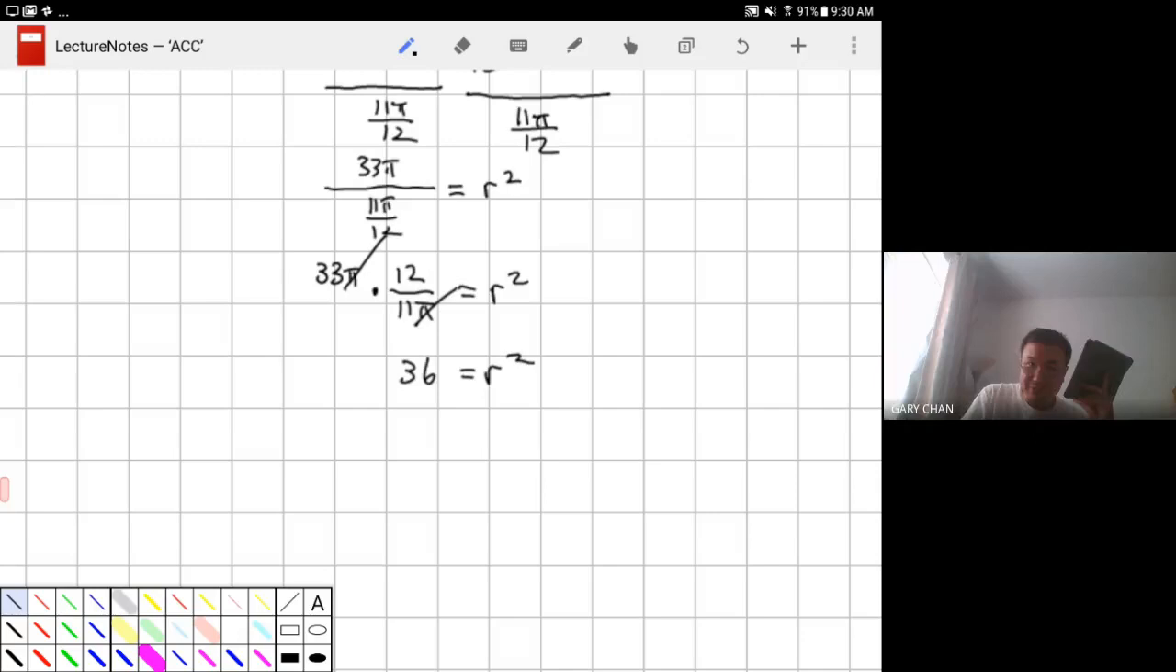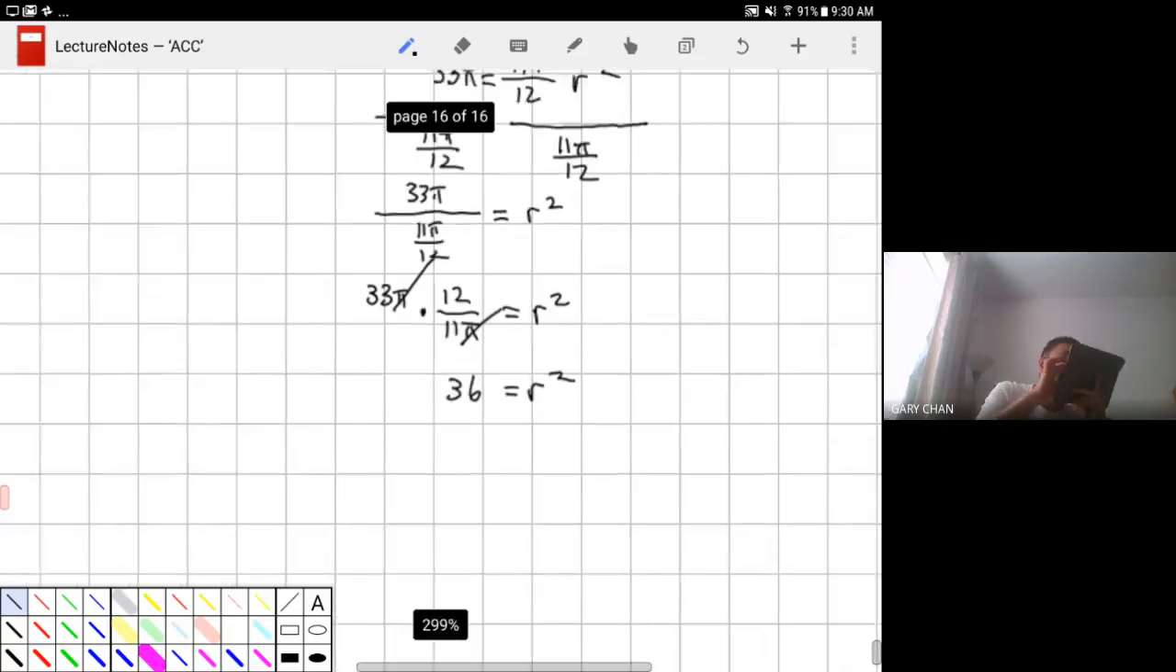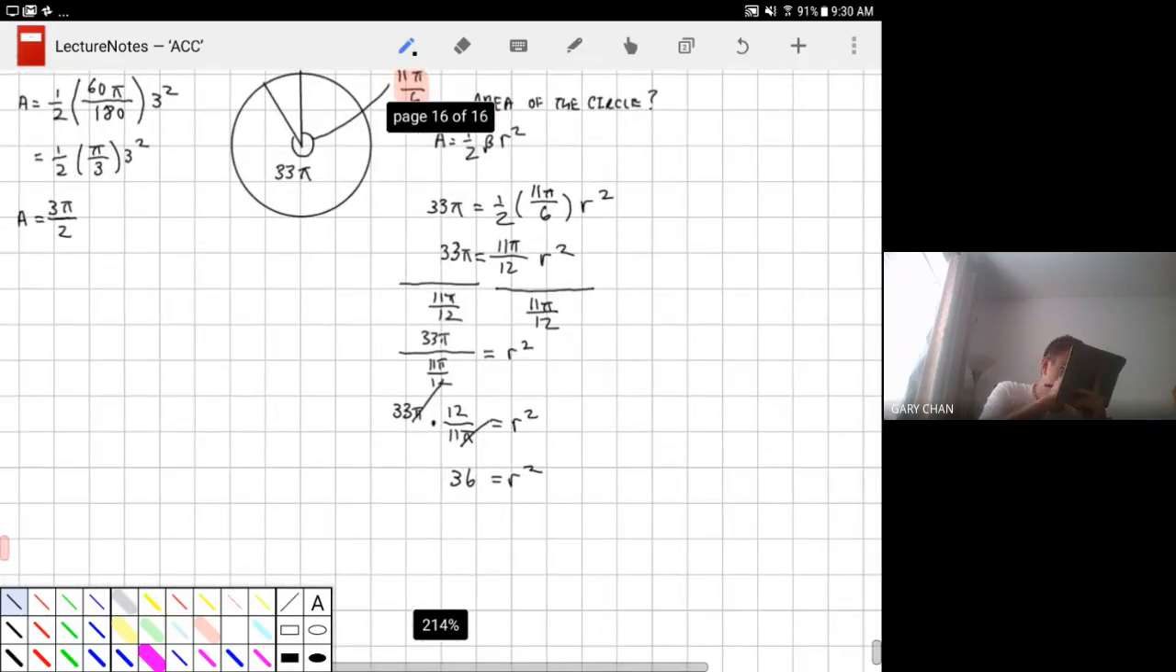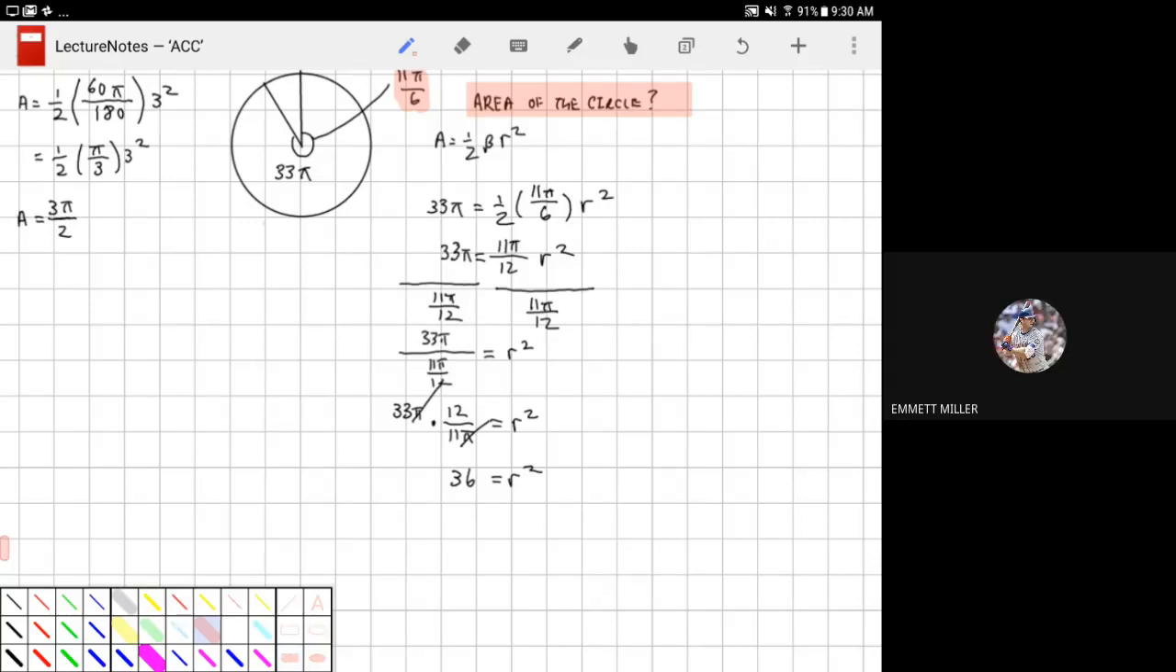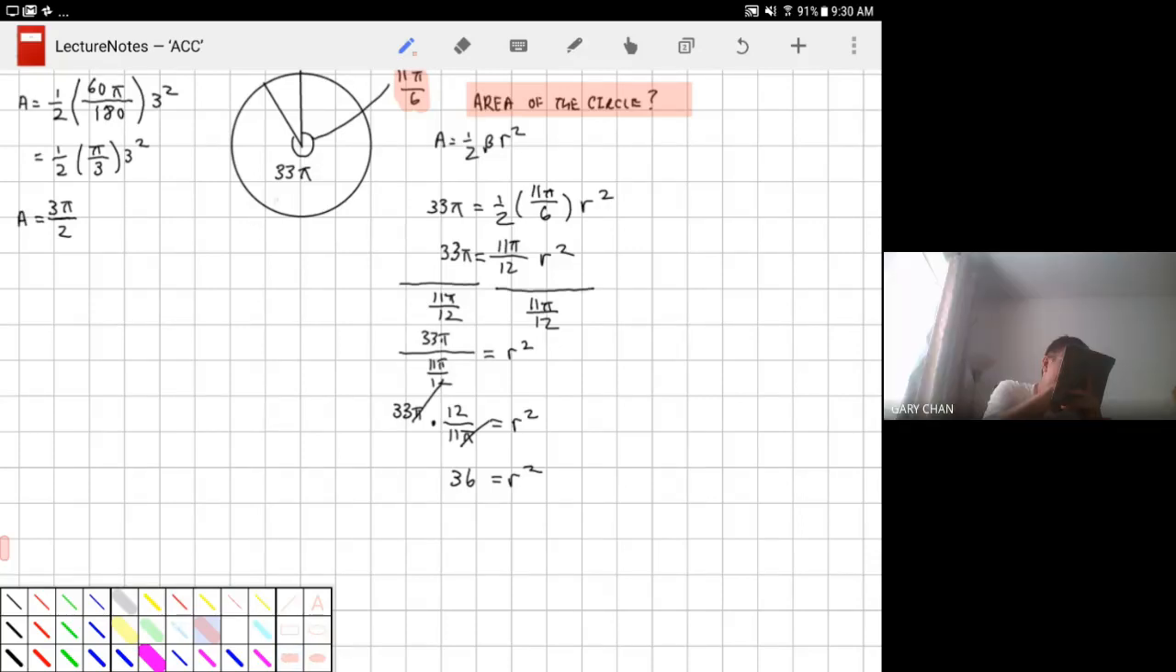And then r squared is equal to 36, so r is simply what again? 6. But you know what? My goal, one more time, was to figure out the area of a circle. If I know r squared is 36, what's pi r squared going to give me? 36 pi. The area of the circle as a result is 36 pi.